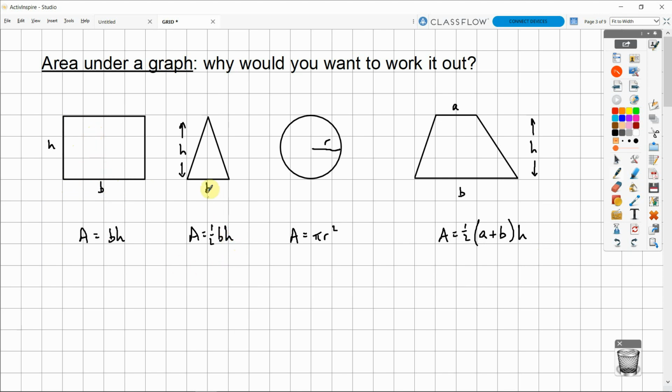The triangle, slightly more complicated, but it is still a length and another length at right angles, multiplying. Admittedly, we have to multiply by a half as well, but the same basic concept of one dimension multiplied by a perpendicular dimension adapted for that particular special shape makes it an area.